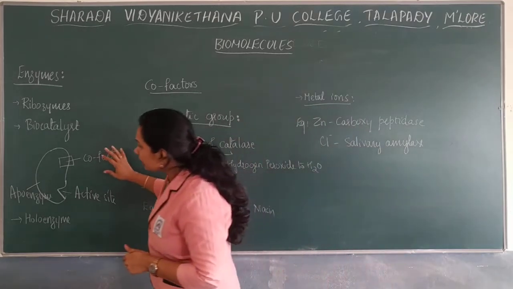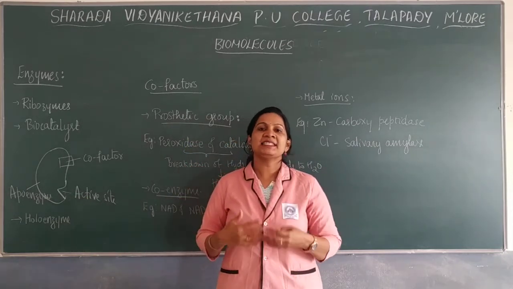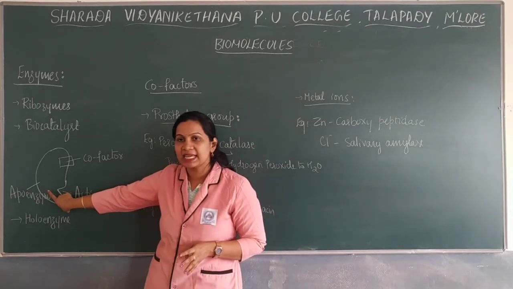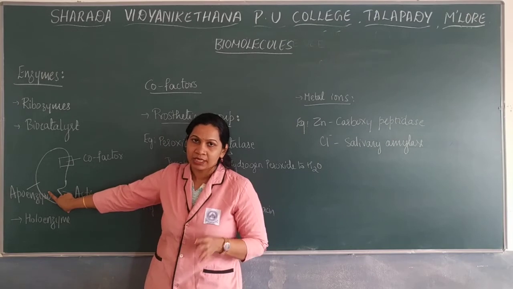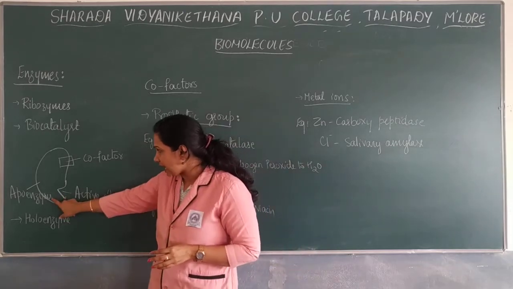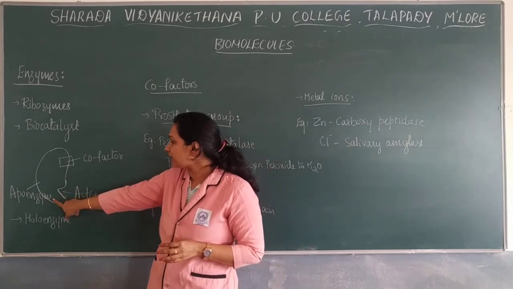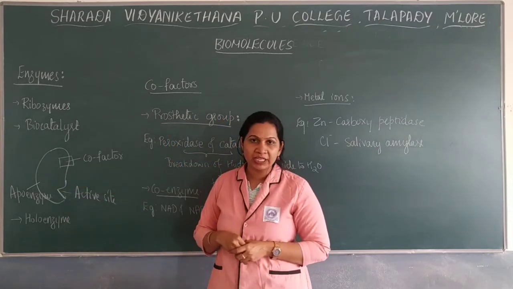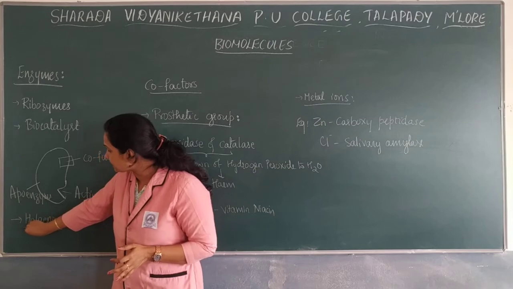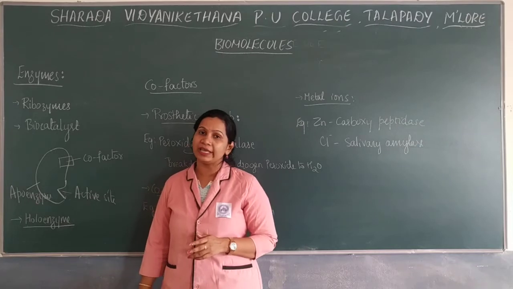Enzymes consist of a protein part, as I told, it is made up of a protein, and that is known as the apoenzyme. The non-protein part is called the cofactor. The protein part is called apoenzyme, the non-protein part is called cofactor, and together they are known as the holoenzyme. Apoenzyme plus cofactor gives rise to holoenzyme.